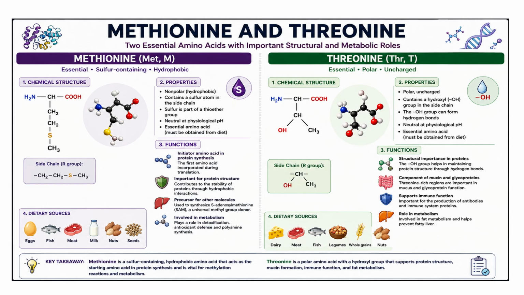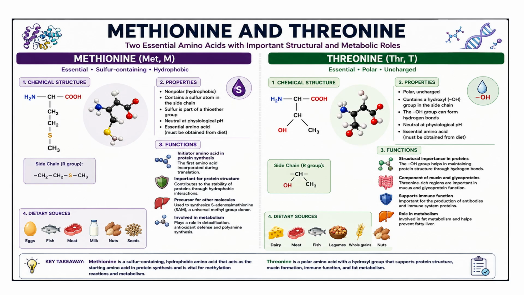Threonine (Thr, T) is a polar uncharged amino acid with a hydroxyl-containing side chain, CHOH-CH3. Its hydroxyl group allows threonine to participate in hydrogen bonding and contributes to protein structure and stability. Threonine is particularly important for mucin synthesis, helping maintain the protective gastrointestinal lining. It also contributes to immune function and normal metabolism.